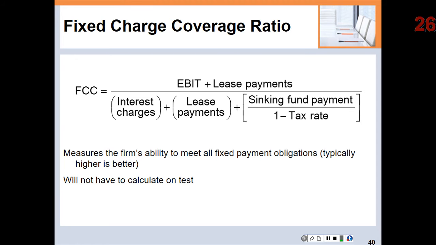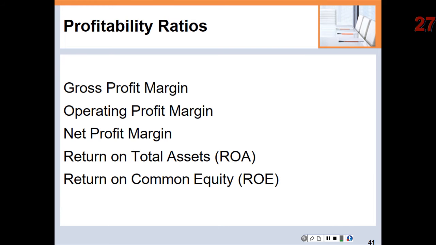This is what's called the fixed charge coverage ratio. The last one talked about how much cushion we had when it came to making interest payments. This one measures the firm's ability to meet all fixed payment obligations, and typically the higher the better. But keep in mind, you do not have to calculate this for the test. The reason is there's a lot of information here that typically is not found on an average income statement or balance sheet. All right, so fixed charge coverage ratio.